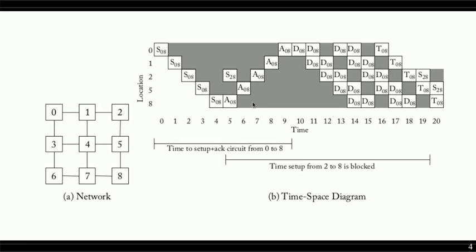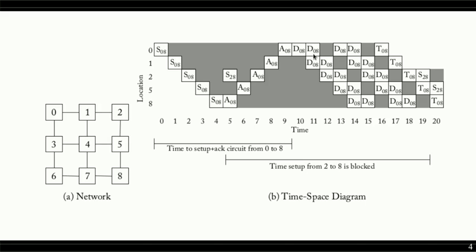Then you can see at cycle 5 we have S to 8. This is a setup message from source 2 to request resources between 2 and 8. So the acknowledgement blocks this message and it moves forward. Then at time 10, data starts transmitting from source to destination, and D represents the data message.